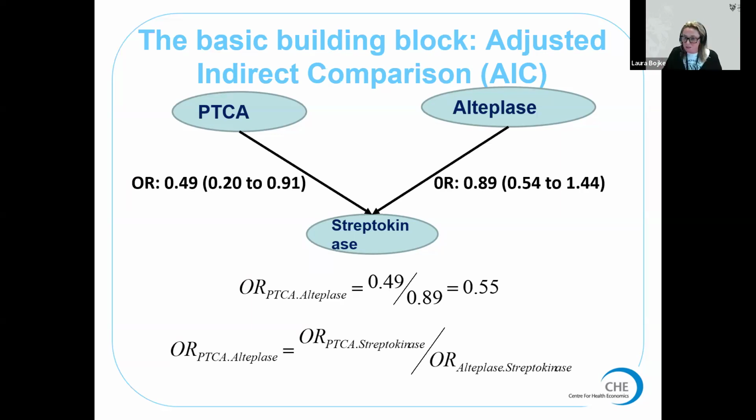We do something very similar to what I just presented in the previous slide. The odds ratio, so this is odds ratios, not a relative risk here. The odds ratio for PTCA versus alteplase can be calculated as 0.49 divided by 0.89, which gives us an odds ratio of 0.55. So had we conducted the study, we may expect the odds ratio to look something like this. We can also calculate confidence intervals for all of those things as well. So that's, I guess, a more simplistic version of an indirect treatment comparison.